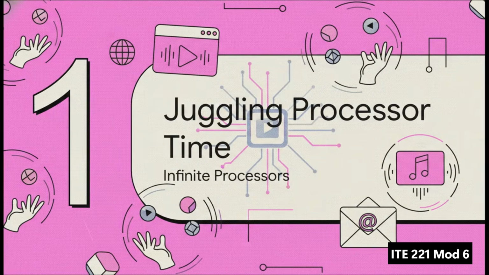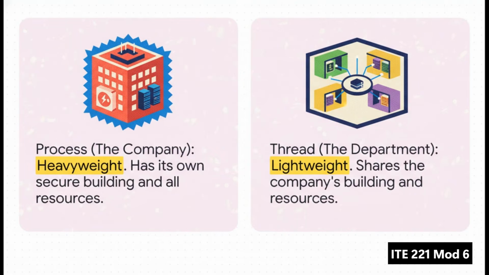First up, let's talk about how a single CPU core can feel like it's running dozens of programs all at once. I mean, think about it. You've got your web browser, a music player, your email client, all running smoothly. This is the art of juggling the processor's time, creating the illusion that every single program has the CPU all to itself. Now, to manage all these tasks, the OS uses 2 main concepts, processes and threads.